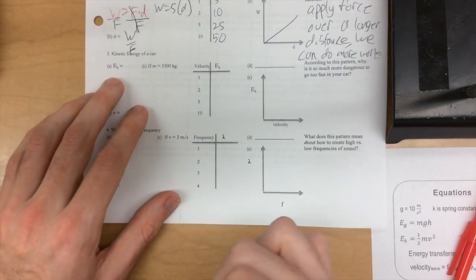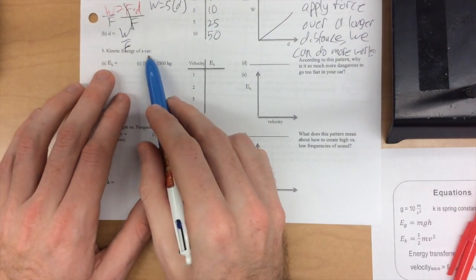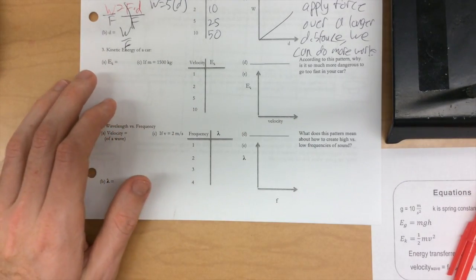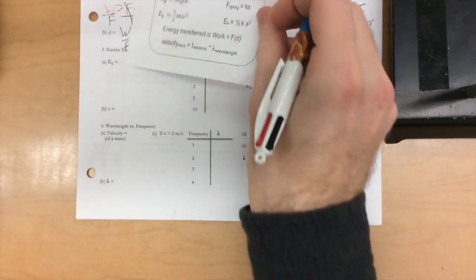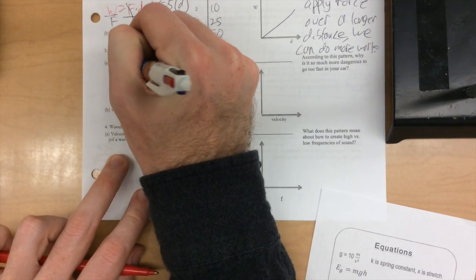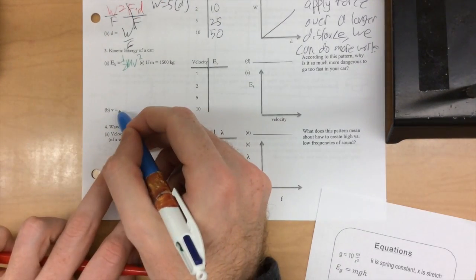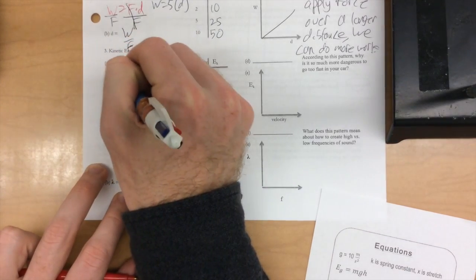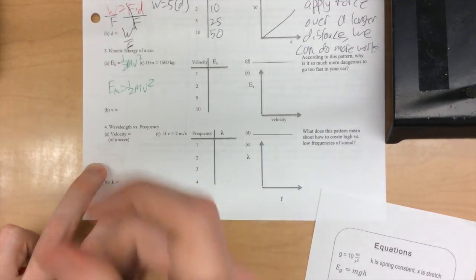All right, so for pattern number 3, the kinetic energy of a car, this one's very interesting. EK equals, again, we're going to look at our formula, right? We're going to find our equation sheet with EK, 1/2 mv squared, right? EK equals 1/2 mv squared. And then V equals. So this one's a little trickier. We're going to rearrange this equation until we have V equals.